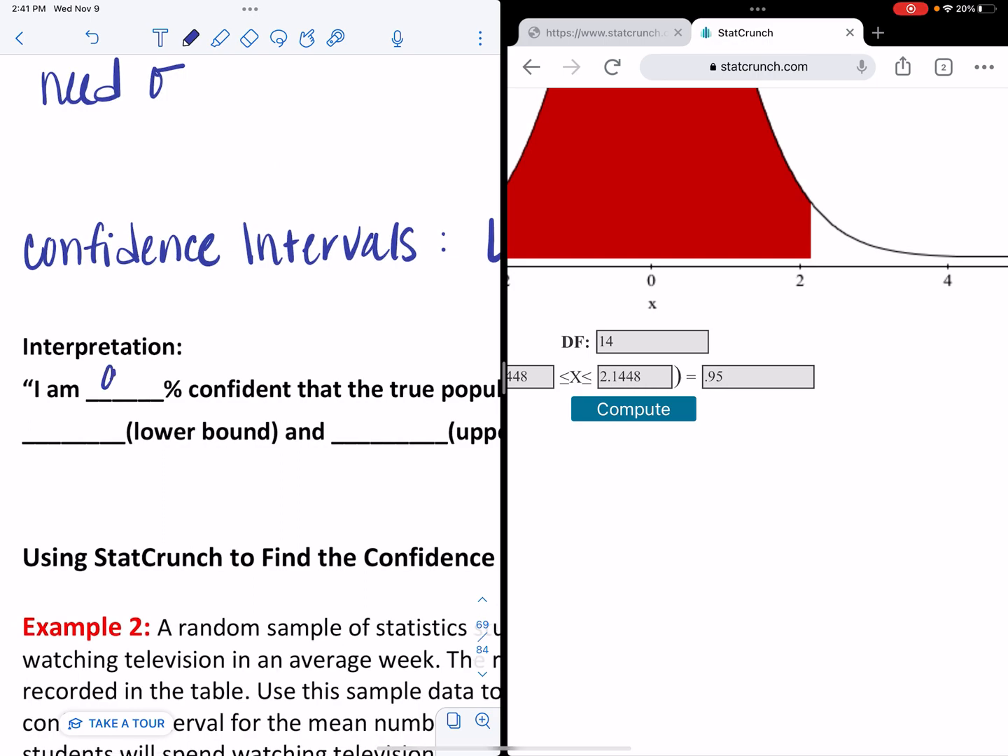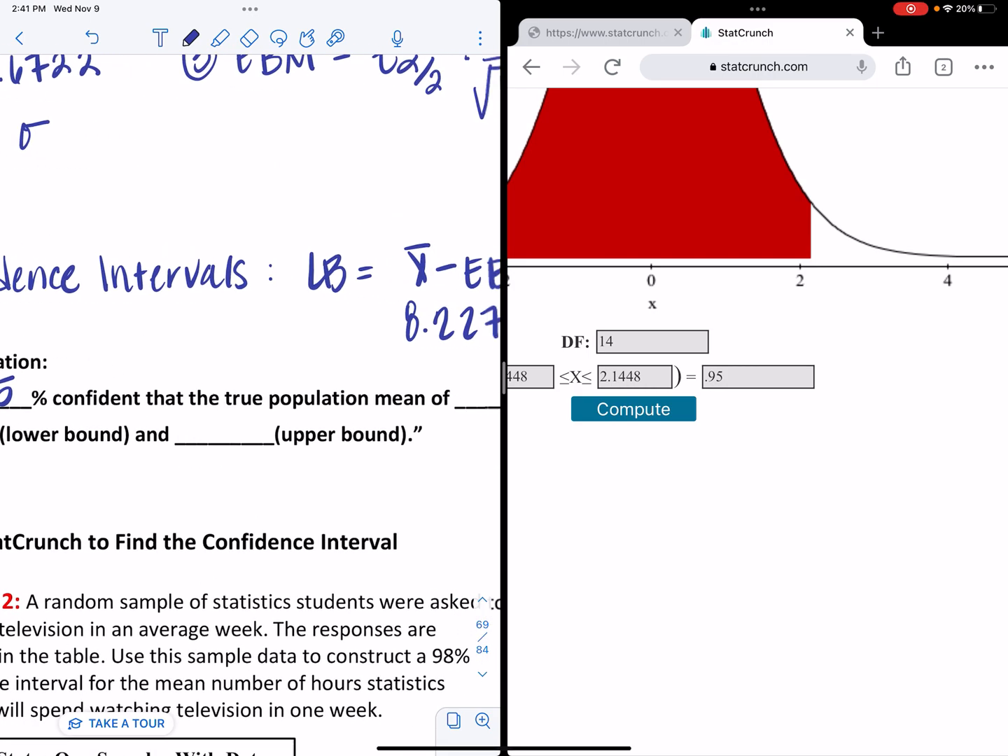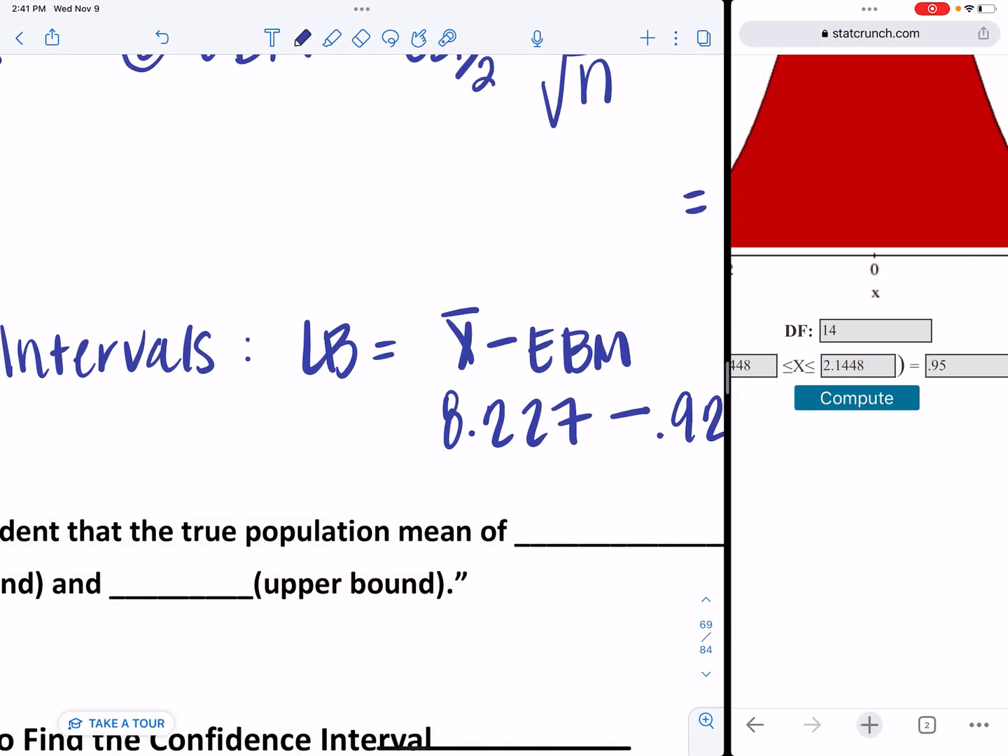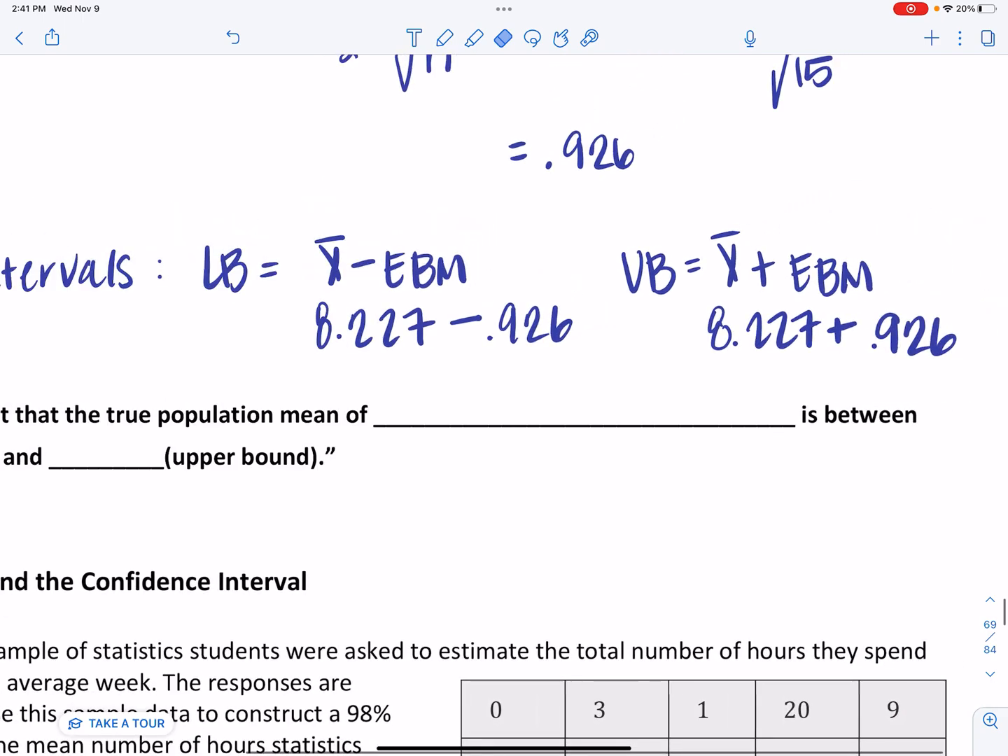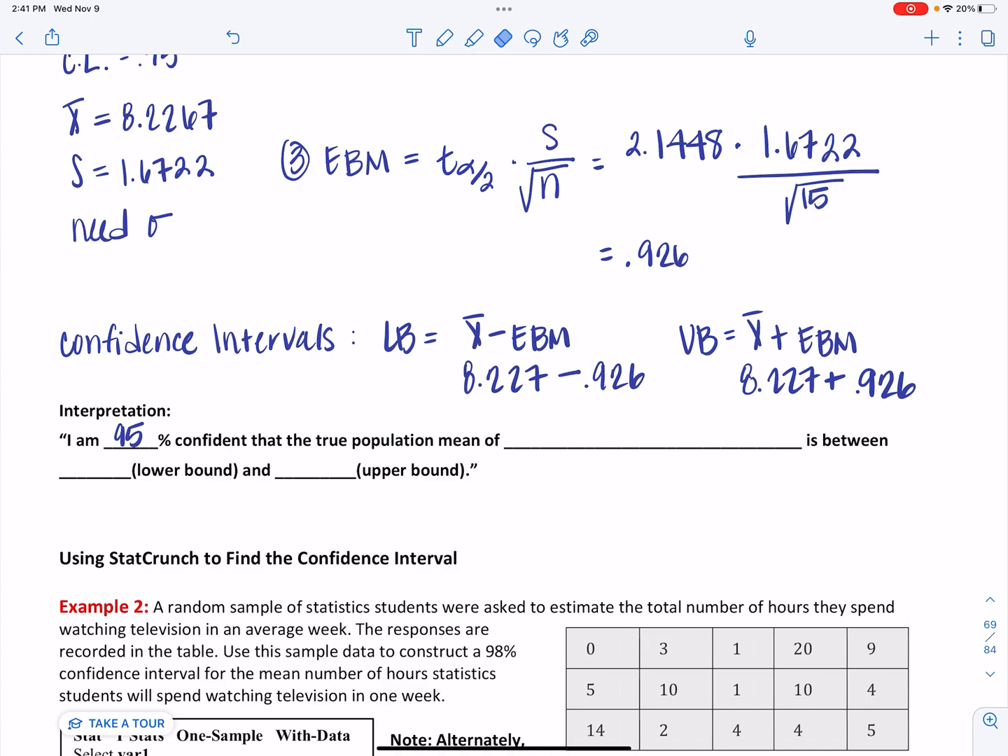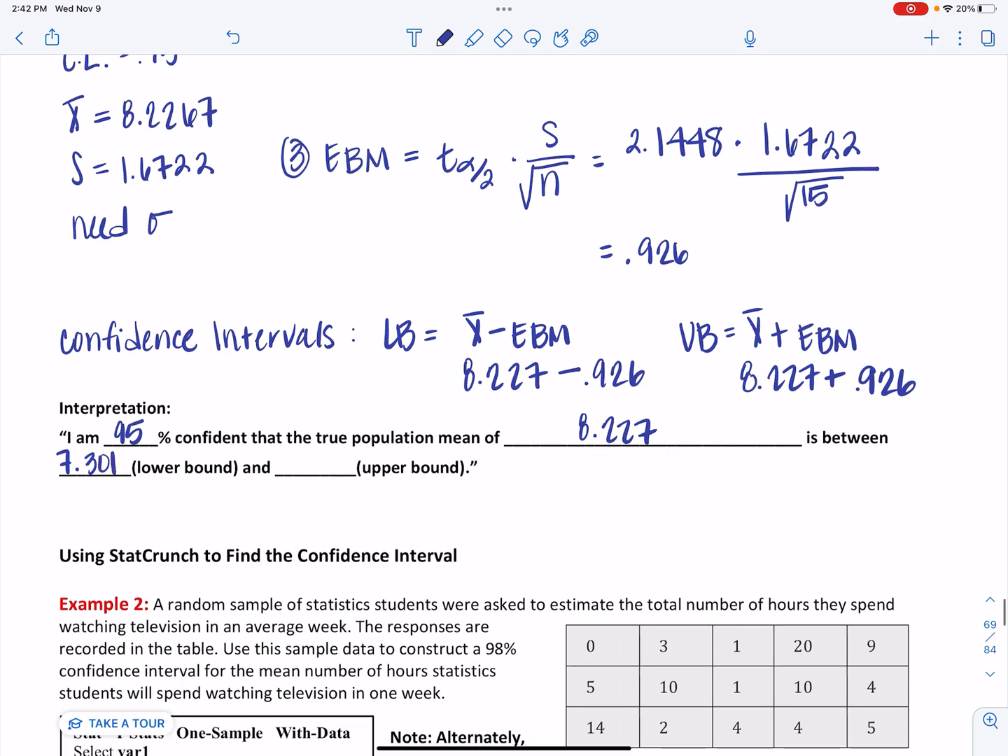So we can be 95% confident that the true population mean, and we are guessing that our population mean is going to be approximately 8.227, is between our lower bound, that's 7.301, and our upper bound, 9.153.